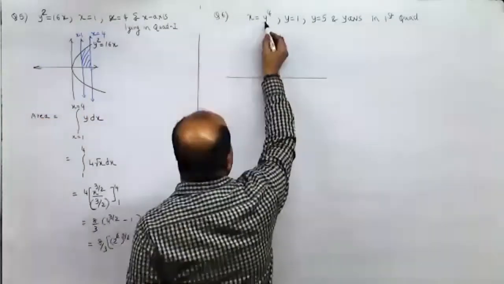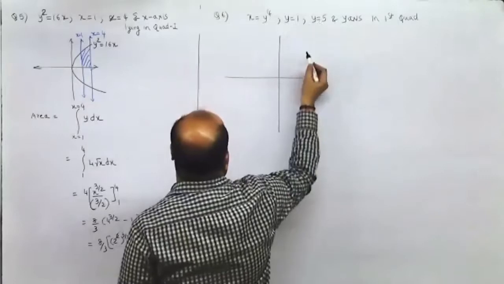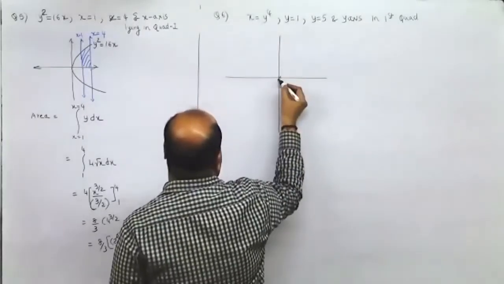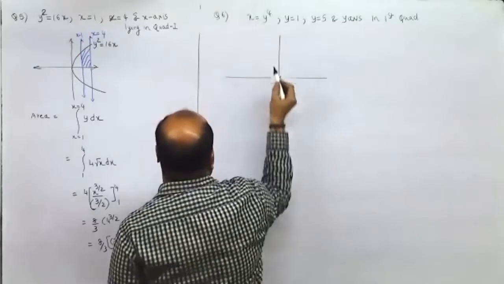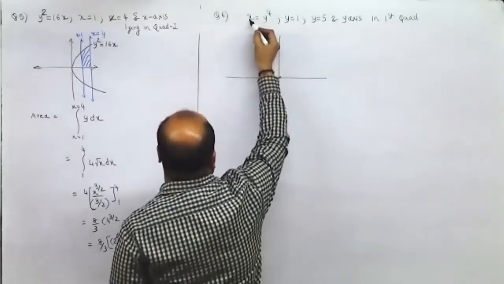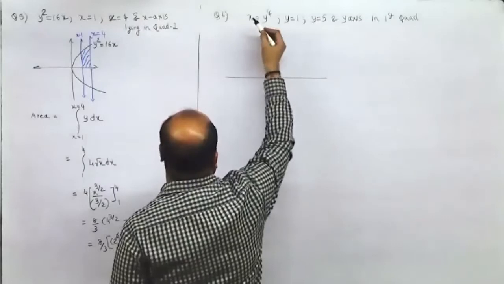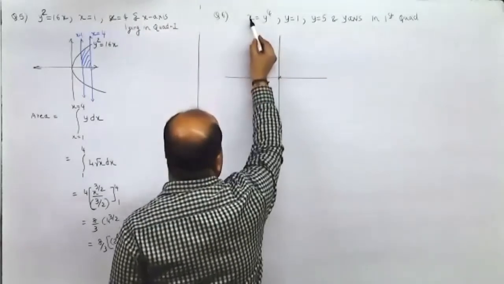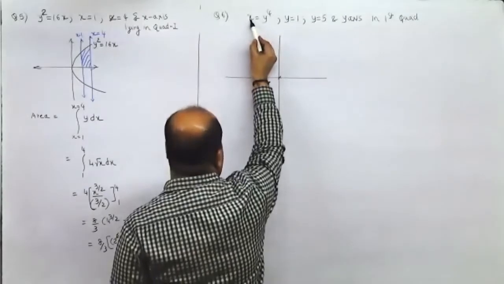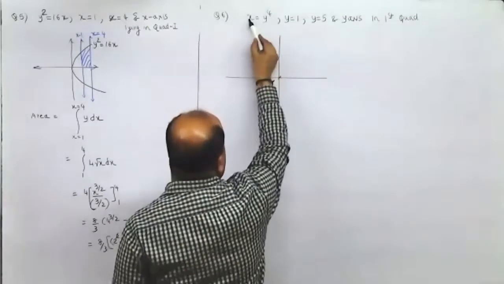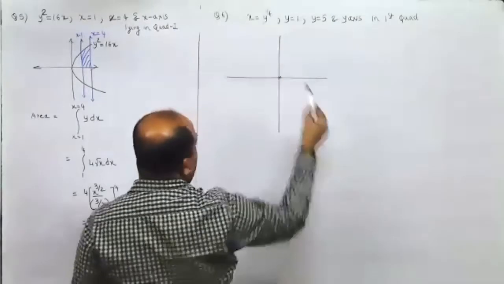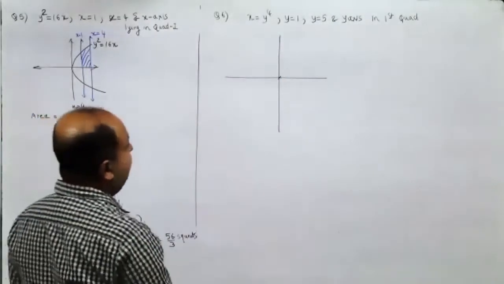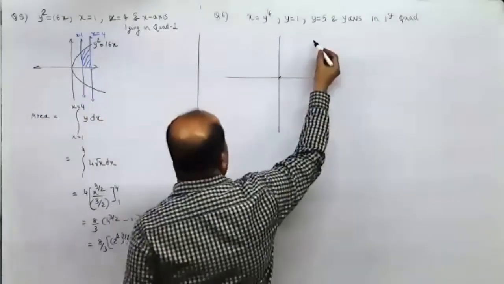Now, this is between y equal to 1 and y equal to 5. First of all, when I put x as 0, I get y as 0. When I put x as minus 1, I'll get y raised to 4 as minus 1. It is not possible to get x as minus 1 here because the fourth root of minus 1 cannot be a y value. So it lies in the first and the second quadrant. So it lies somewhere here.